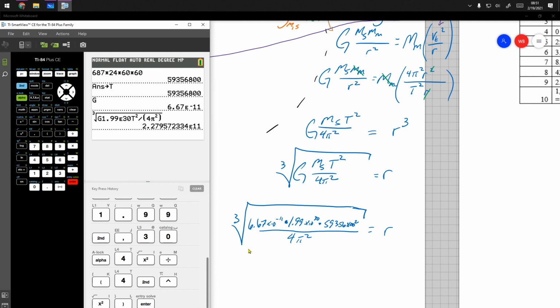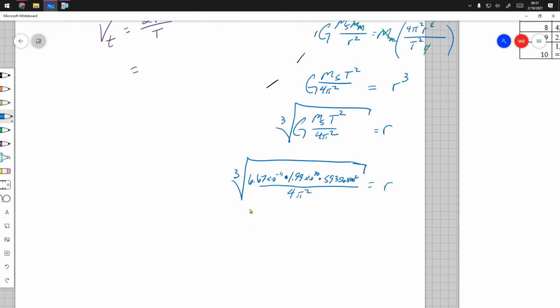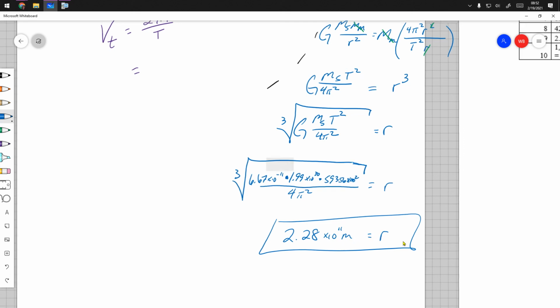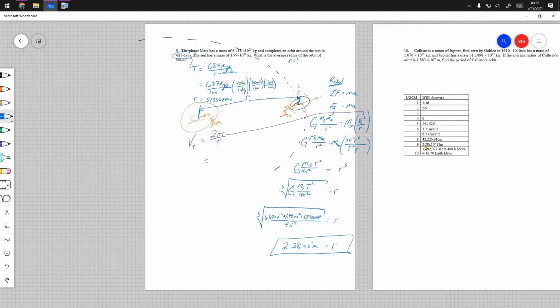So here's the radius, 2.28 times 10 to the 11th meters. I know that it's in meters because I have only SI units here, and the SI units for some radius or distance would be meters there as well. I could go and look and make sure that that matches up. Hey, it does match up.